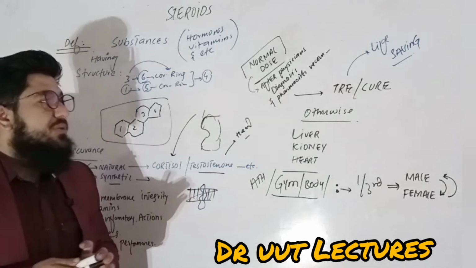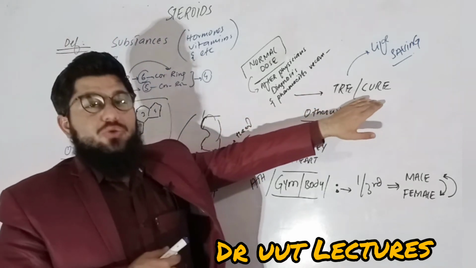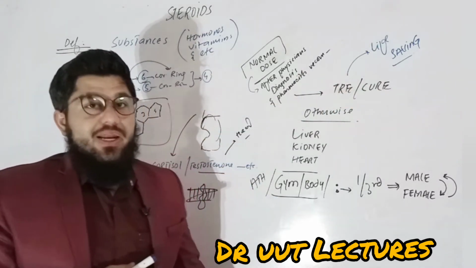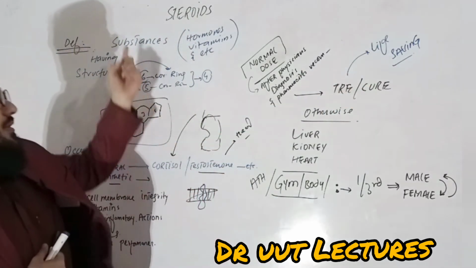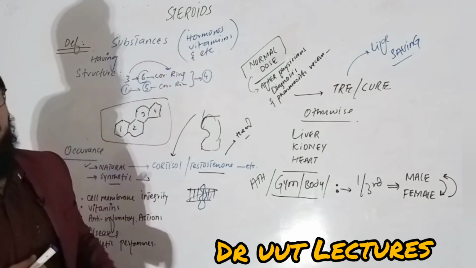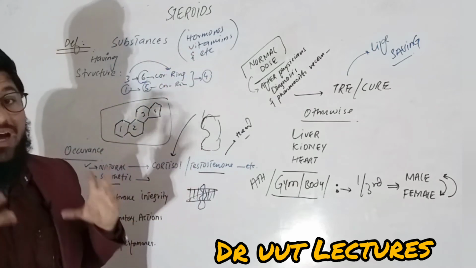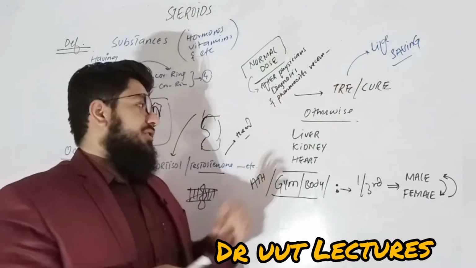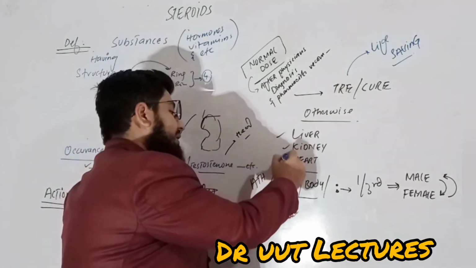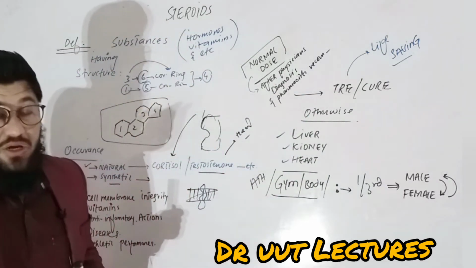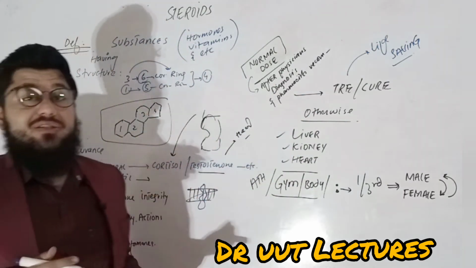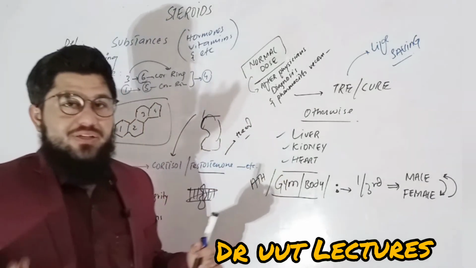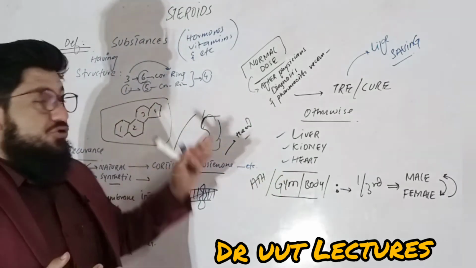Then that will be responsible to treat you or cure you also. So a steroid is actually a life-saving substance. What substance? It can be a hormone, it can be a vitamin, meaning it is a kind of substance which can save your life. But if you misuse it, it can damage your liver, your kidney, your heart, etc. And it can cause some other diseases like hypertension, sugar, diabetes, etc. Other diseases can be caused by the misuse of steroids.